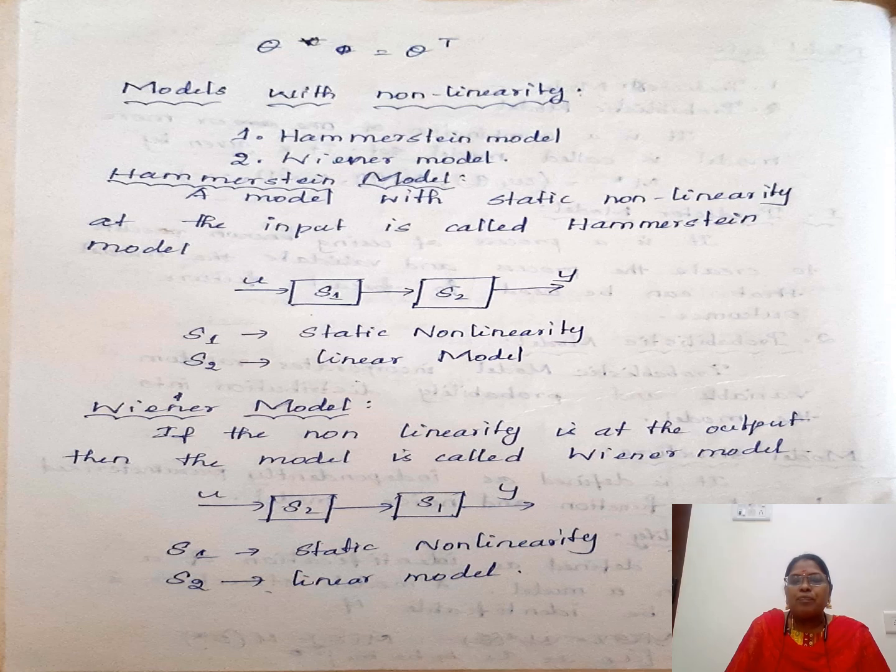In the Wiener model, S1 is your linear model and S2 is the static nonlinearity. It is just the reverse of the previous model, the Hammerstein model. So here the nonlinearity comes first, and here the nonlinearity comes second. That we call the Wiener model.